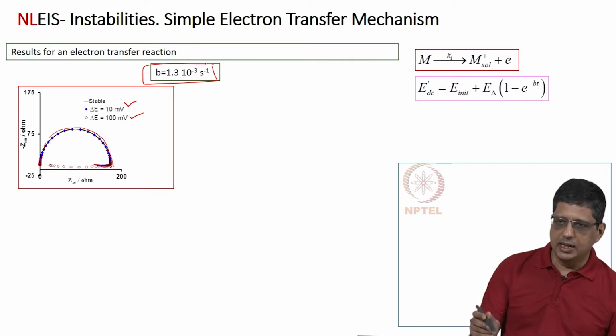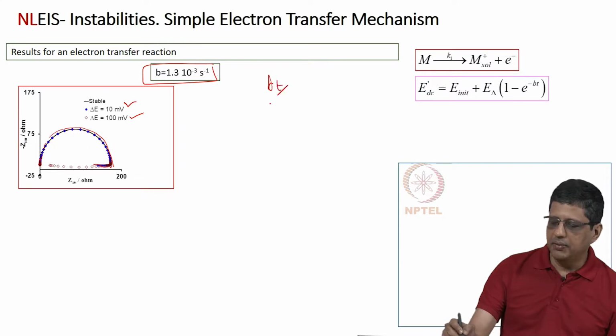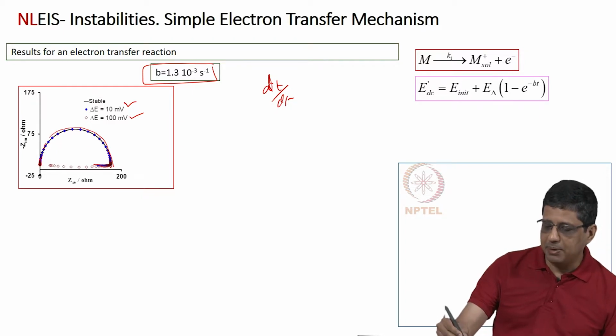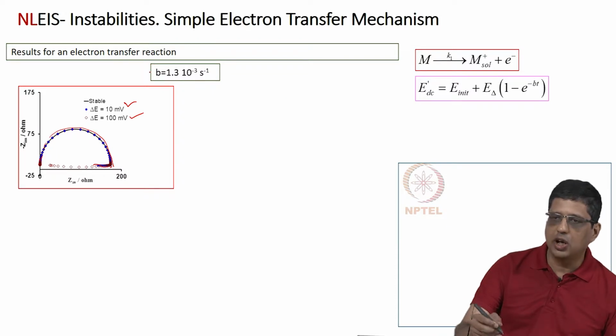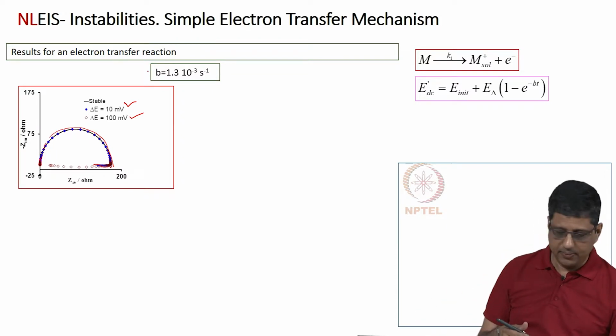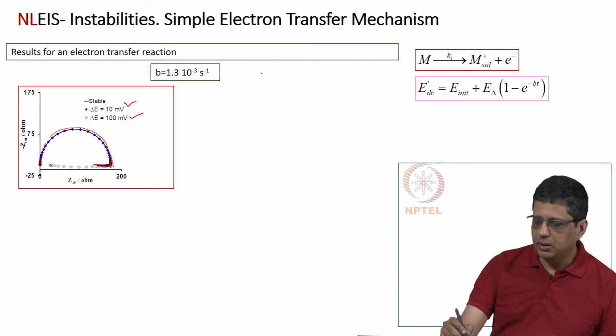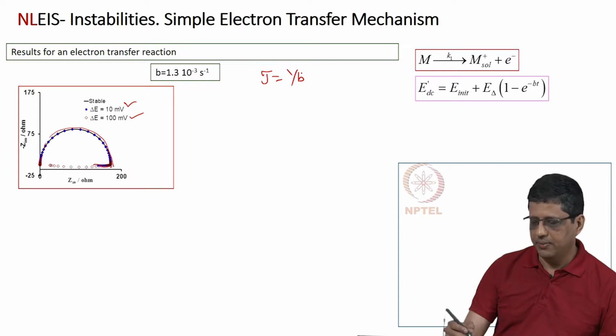It is not exactly dE by dt, but if the parameter b is large, it means it will rapidly come to the final value. If the parameter b is small, it will take a long time to come to that final value. It can be thought of as the inverse of time constant.